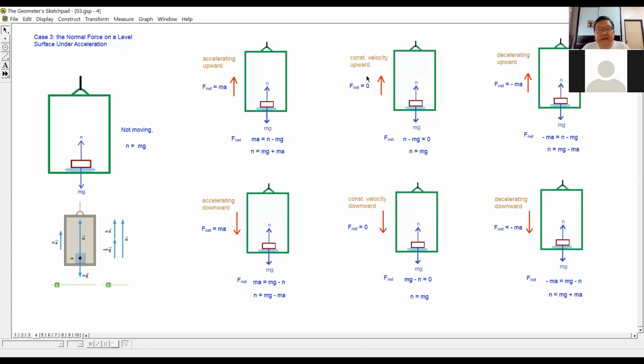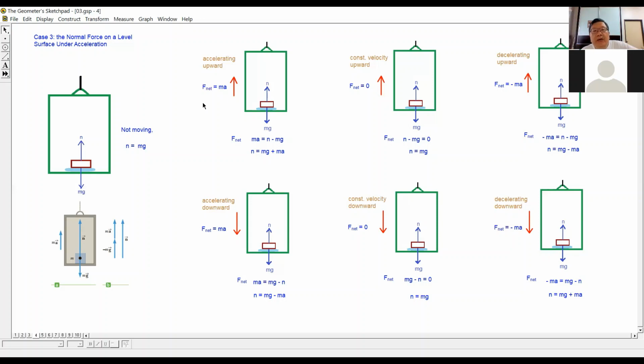So if the lift is moving with constant velocity, it means that the normal reaction will be the same as the weight. Okay, so how do we form the equation? We always use the net force. The net force is the bigger force minus the smaller force. It depends on which direction it is moving. If it's moving upward, that means the upward force is bigger than the downward force.